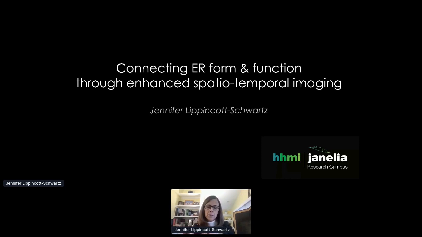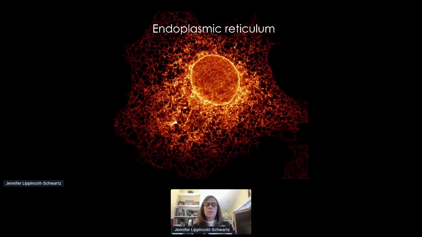And in doing this, I'm going to be focusing on one particular organelle, the endoplasmic reticulum, which, as you can see here, has an amazing form associated with it. The ER is the largest organelle within the cell. It forms the nuclear envelope and extends off as a tubular meshwork all the way to the periphery of the cell. Now, the ER has several fundamental functions within the cell.